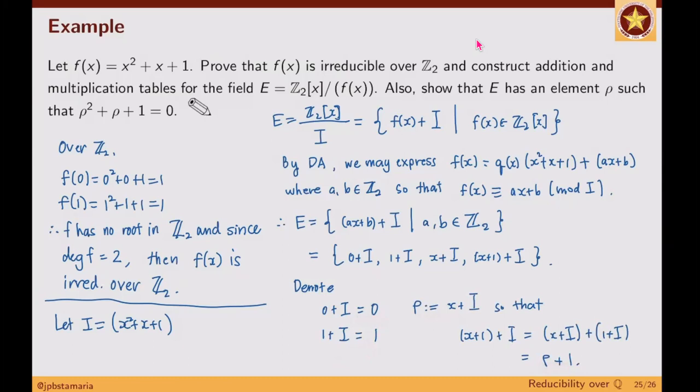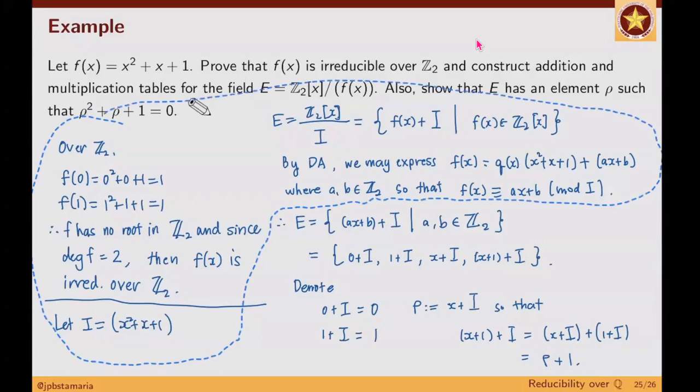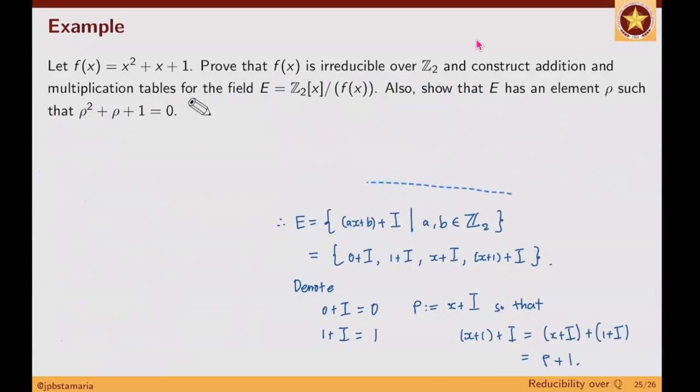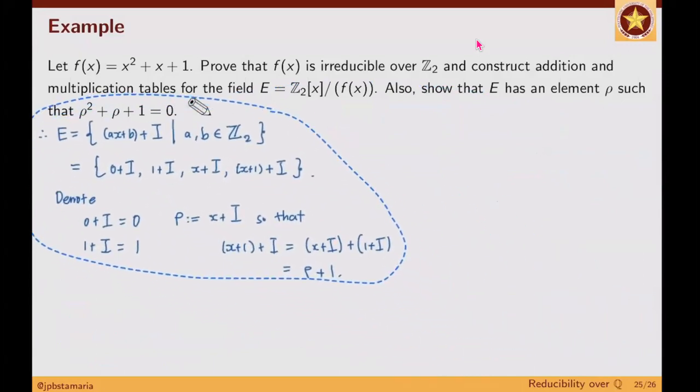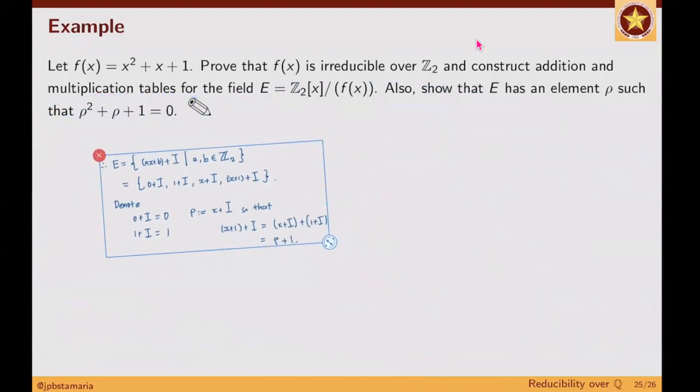So what happens now? Wait a moment, let me copy the page. Alright, so I'm going to delete a portion here. Delete, and then I'm going to put it here, so we have more space.